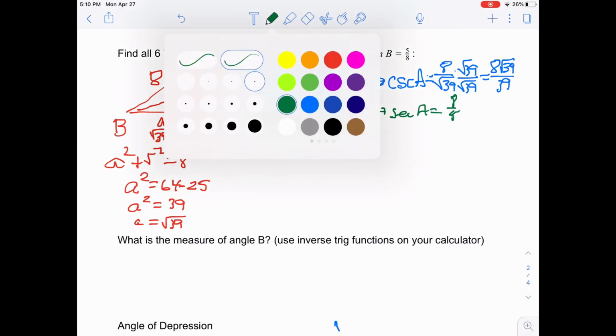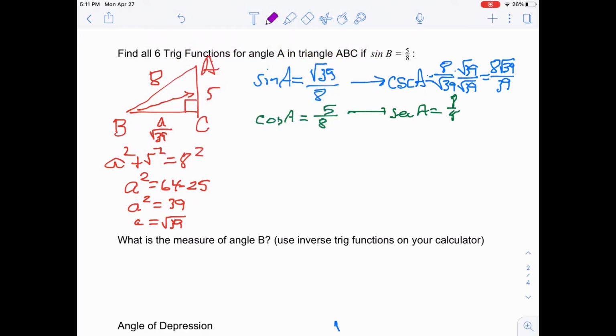And then we'll do our tangent of A. Tangent of A is the opposite side, which is the square root of 39, over the adjacent side, which is 5. Its reciprocal, cotangent of A, is going to have the square root in the denominator because we just flip that fraction over, and we rationalize it by multiplying by square root of 39 over square root of 39.